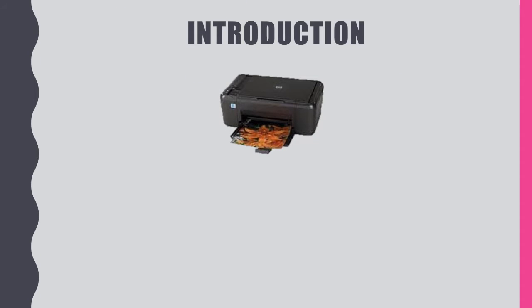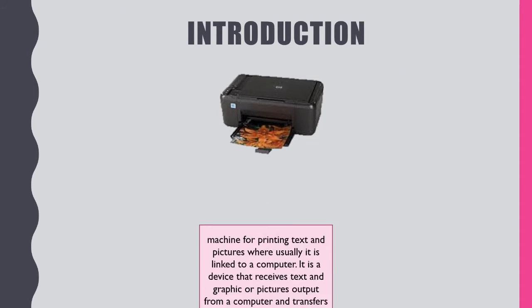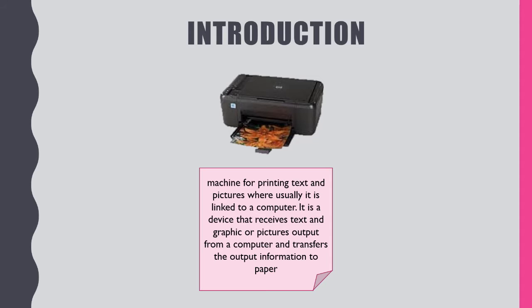So what is a printer? A printer is a machine for printing text and pictures, where usually it is linked to a computer. It is a device that receives text and graphic or picture output from a computer and transfers the output information to paper. Printers are divided into two types, which are impact and non-impact.